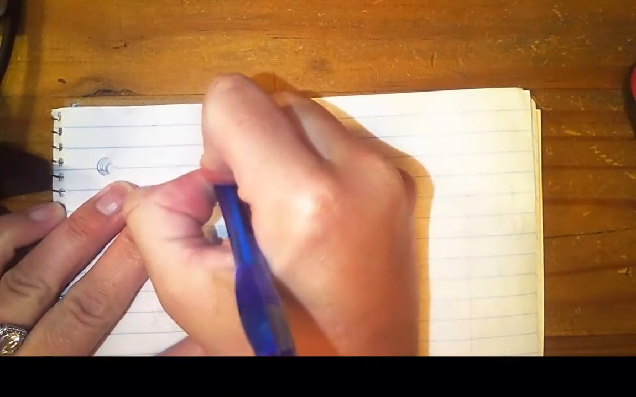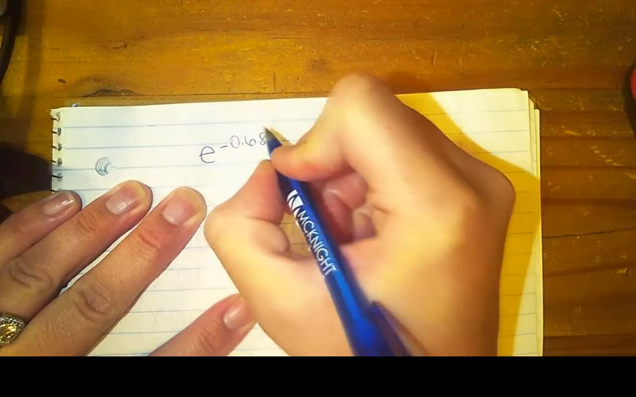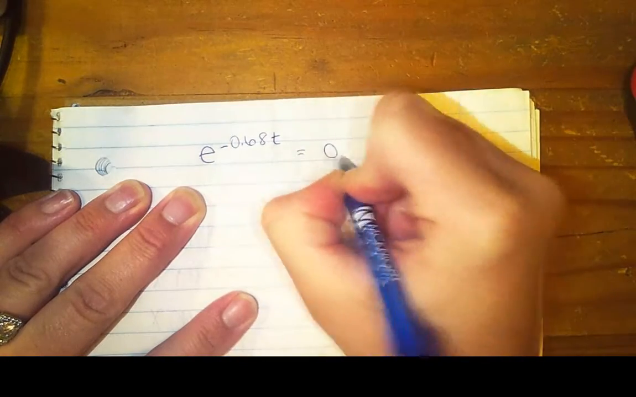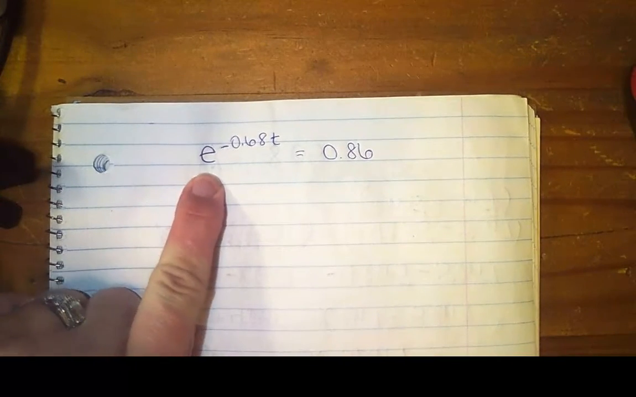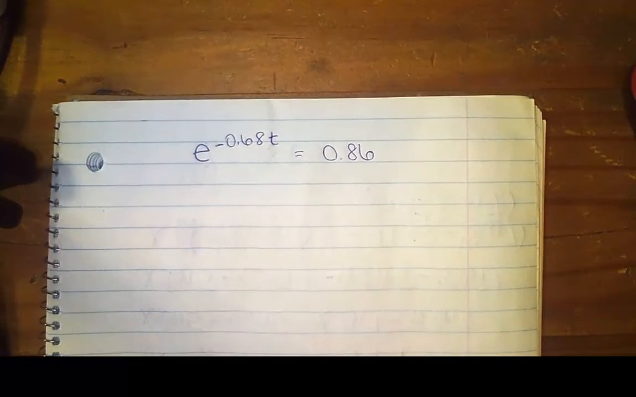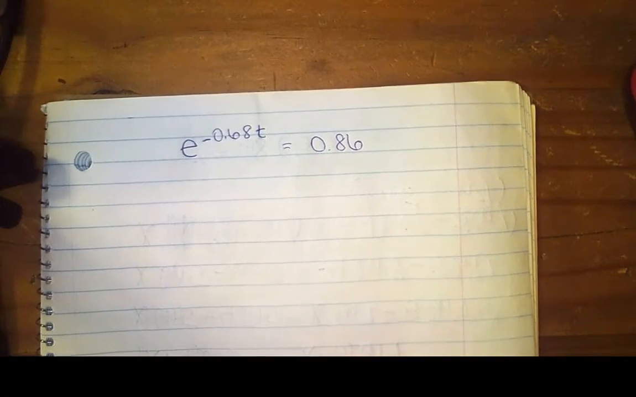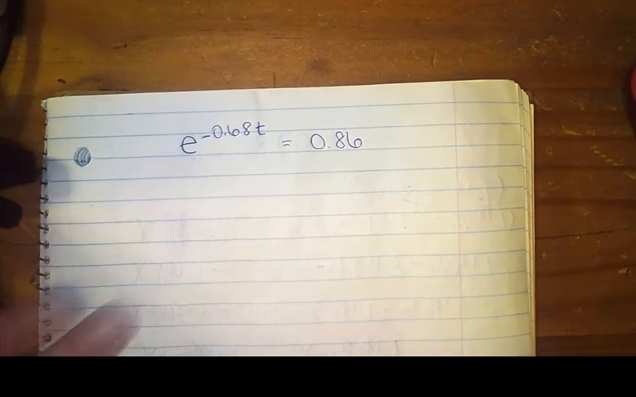So for these last few, or actually it's not the last few, but it's the same problem type, but now we're dealing with E, which is why I thought it was a good time to stop the video and go for a new one. So I have 0.86. All right, so I have E, which is a number, raised to the negative 0.68t, and that's going to equal 0.86. So what does this mean?